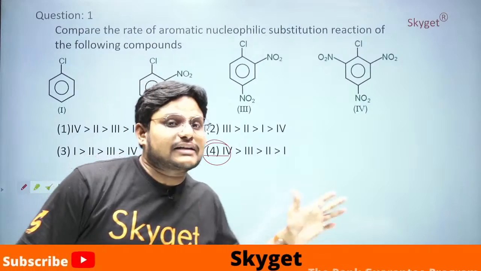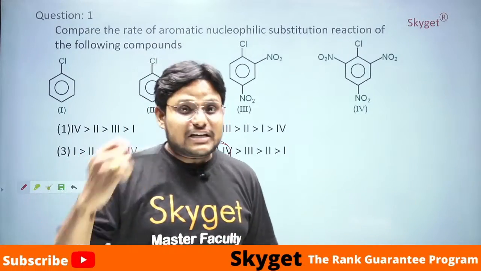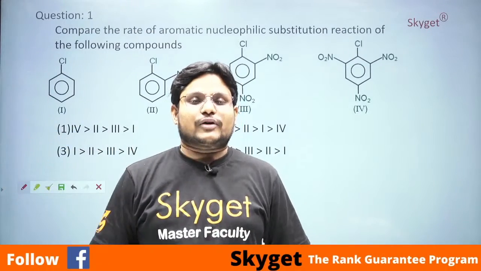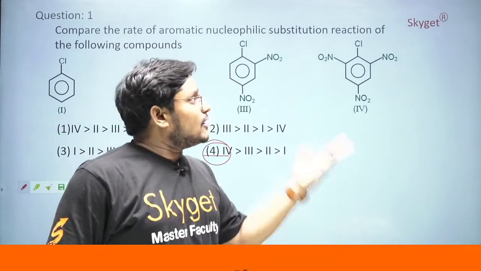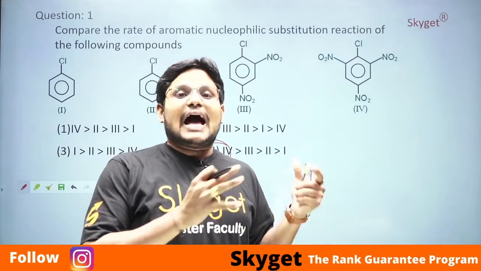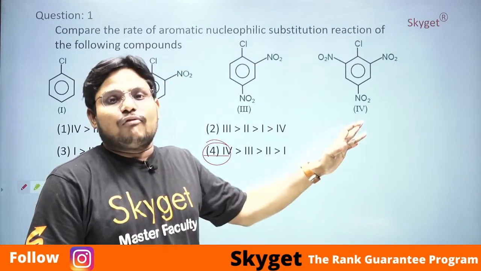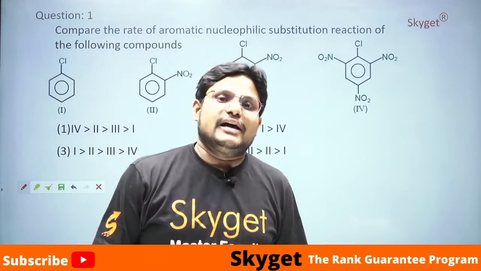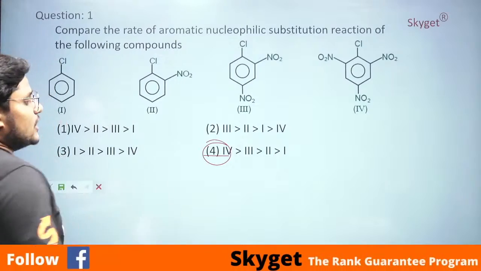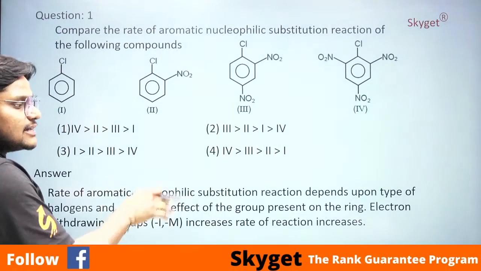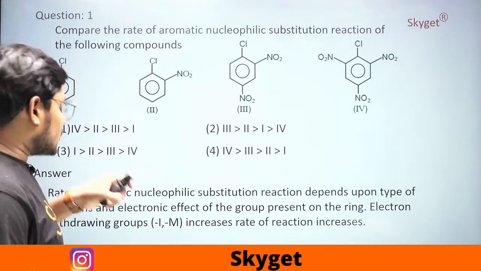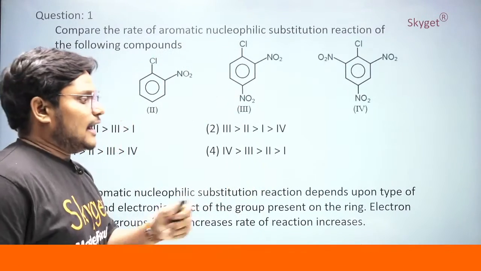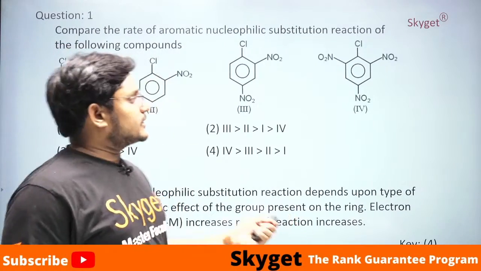I am not only discussing the question analysis, I am also suggesting for the students writing tomorrow's and upcoming JEE examinations, because these concepts are eye openers to you. You have to focus on this type of topics so that you can perform well in the coming JEE examination. Okay students, so here is the answer: the rate order is 4 greater than 3 greater than 2 greater than 1, and the option is 4. Okay, next.